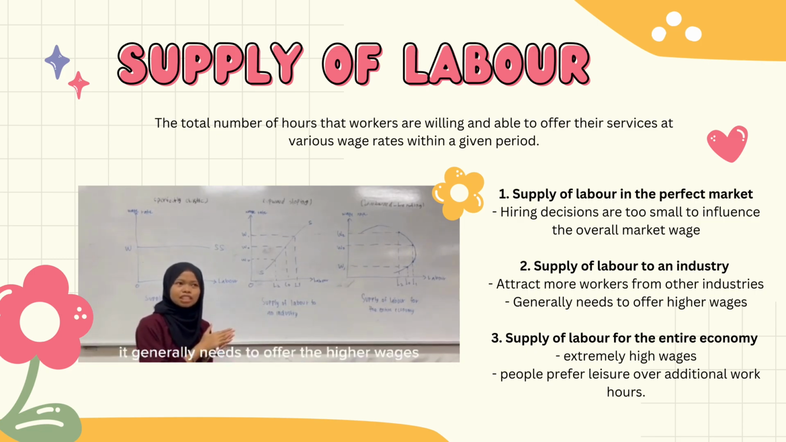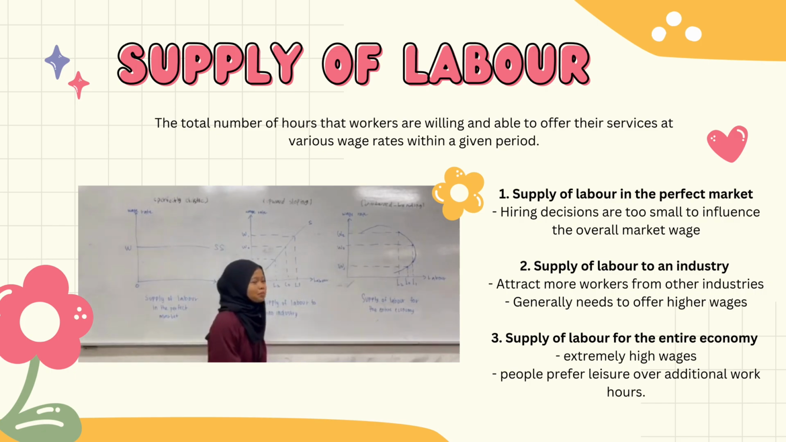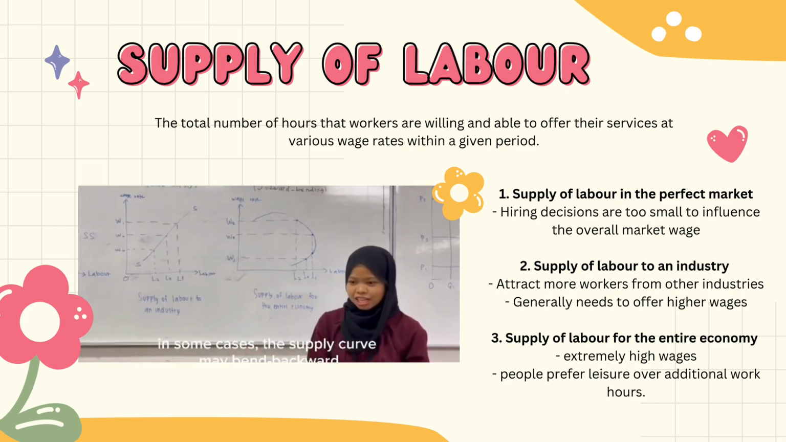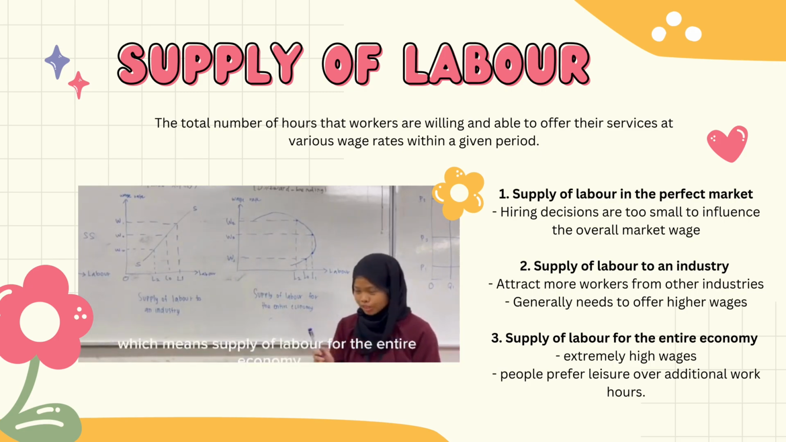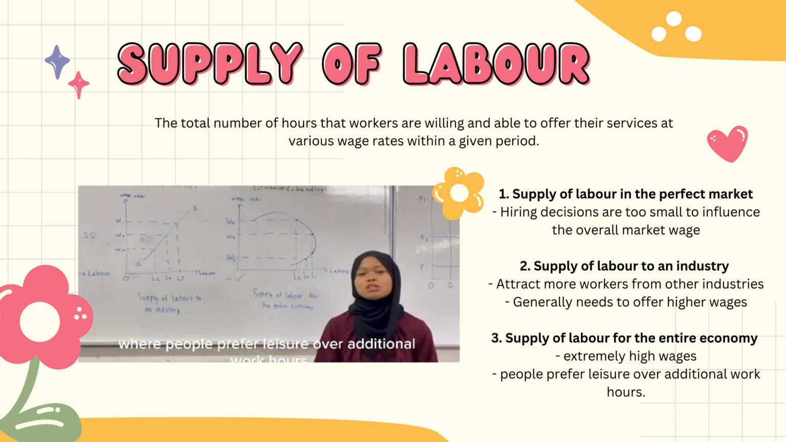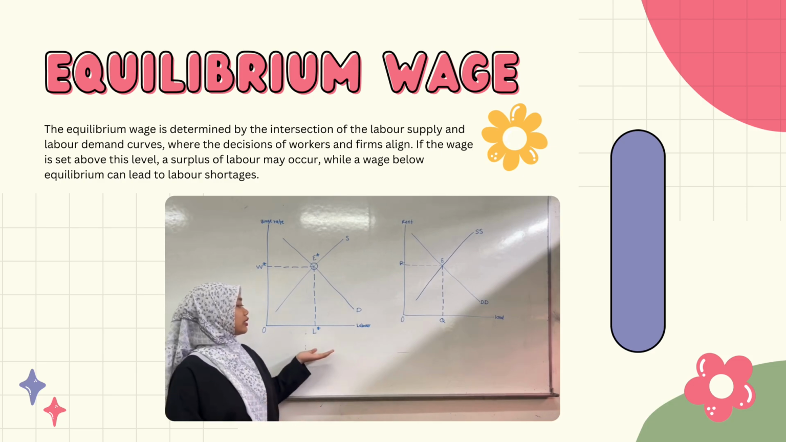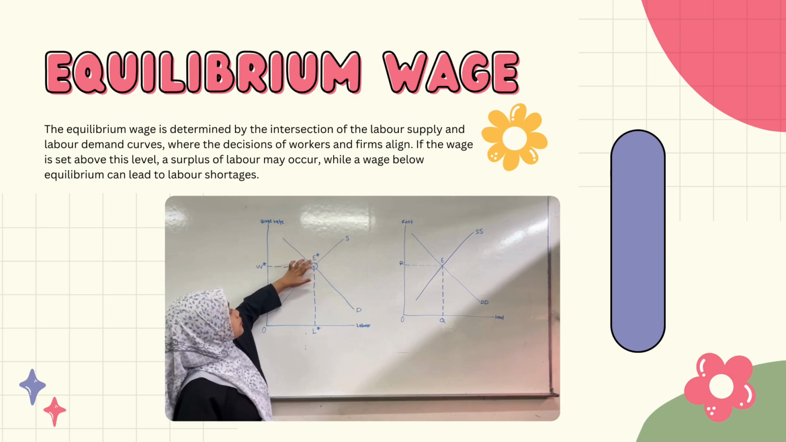It generally needs to offer higher wages. In some cases, the supply curve may bend backward like this graph, which means the supply of labor for the entire economy falls at extremely high wages, where people prefer leisure over additional work hours. Here is the graph for the wage equilibrium, and here is the equilibrium.